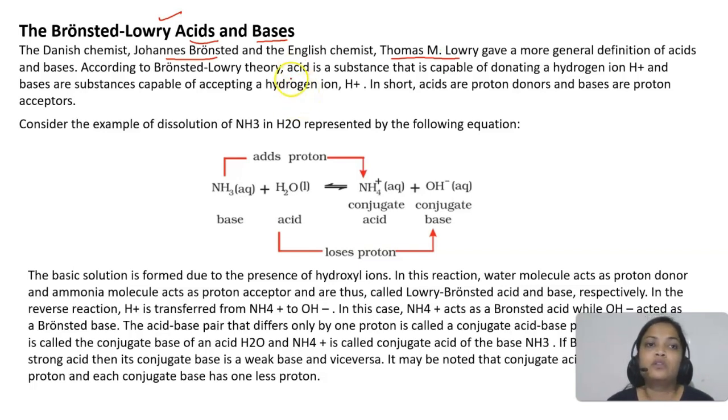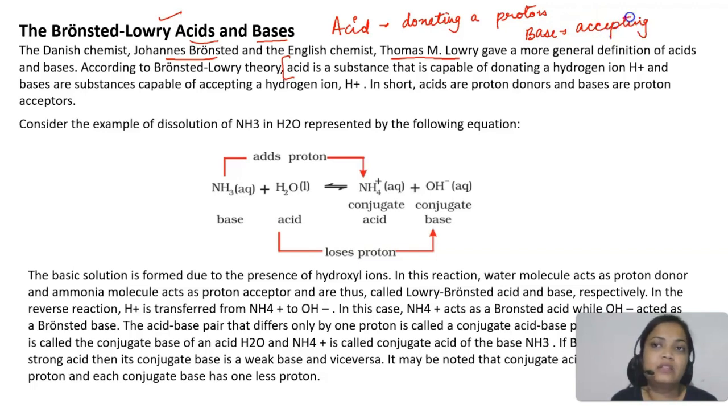According to this theory, an acid is any substance that is capable of donating a hydrogen ion, or you can say capable of donating a proton. Instead of hydrogen ion, just say proton. Whereas according to this theory, a base is a substance which is capable of accepting a hydrogen ion, meaning accepting a proton.